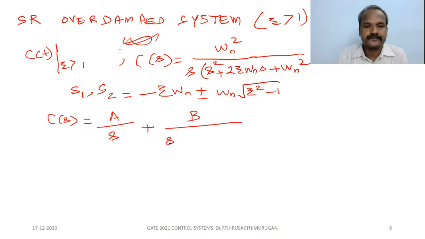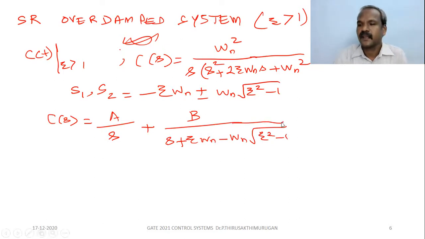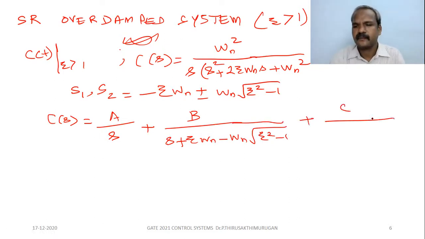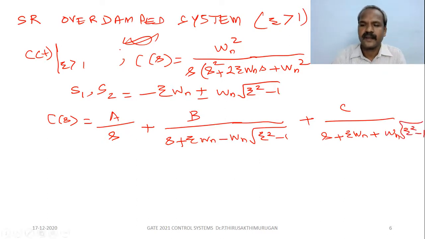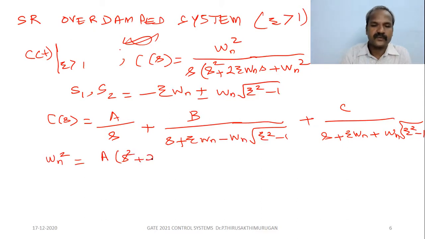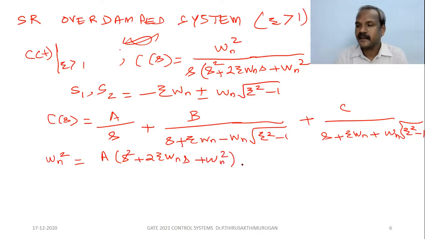So S plus zeta omega n minus omega n square root of zeta square minus 1, plus C, another pole, S plus zeta omega n plus omega n square root of zeta square minus 1. Right? So you take LCM for this. So you will be getting A omega n square equal to A times S square plus 2 zeta omega n S plus omega n square. Am I right?